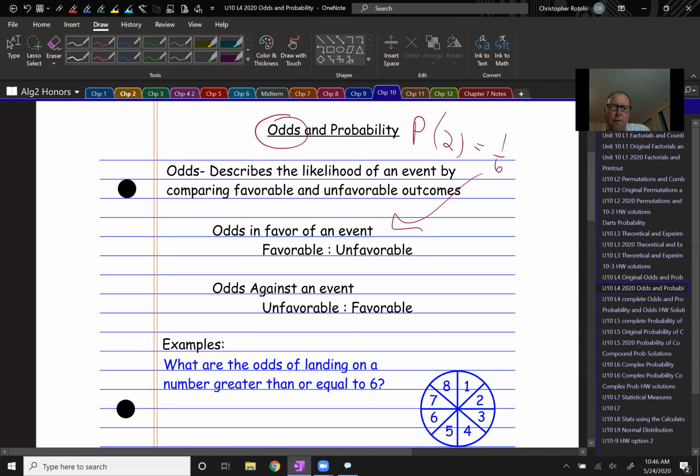So odds in favor of an event. This is where it gets a little tricky. Favorable of getting that 2 is 1. Unfavorable is the other 5 numbers. So against it, unfavorable is 5, and then favorable is 1. This is where we have to be careful, obviously, changing this whole thing out. But either way, keep in mind that these things need to be equal to, if we think about probability, that denominator when we talk about it as odds.